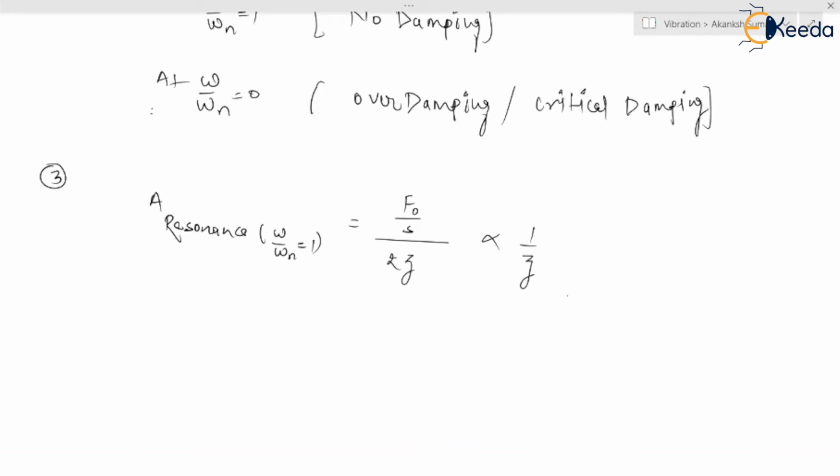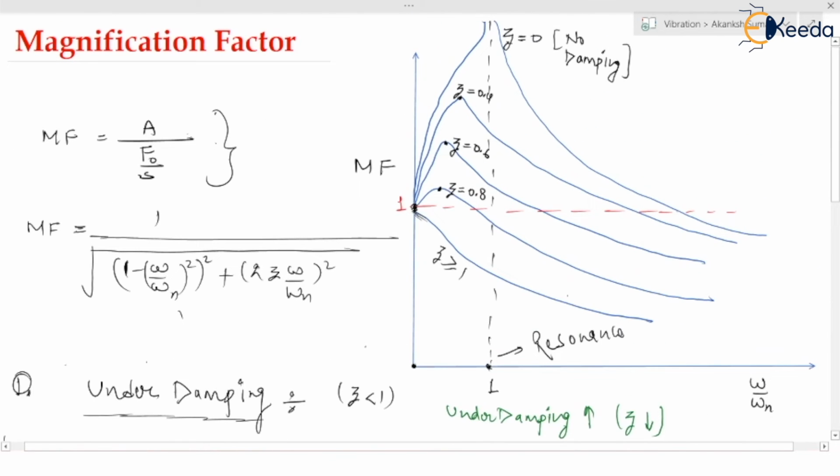So I hope you will not get any doubt here. Again, I am going to repeat here. Magnification factor is a function of amplitude. It is the ratio of amplitude and f naught upon s. So you can get the value. You just have to learn the formula directly. This is a very important formula from the numerical point of view. So I'm just representing the magnification factor, which is also a function of the ratio of frequency.